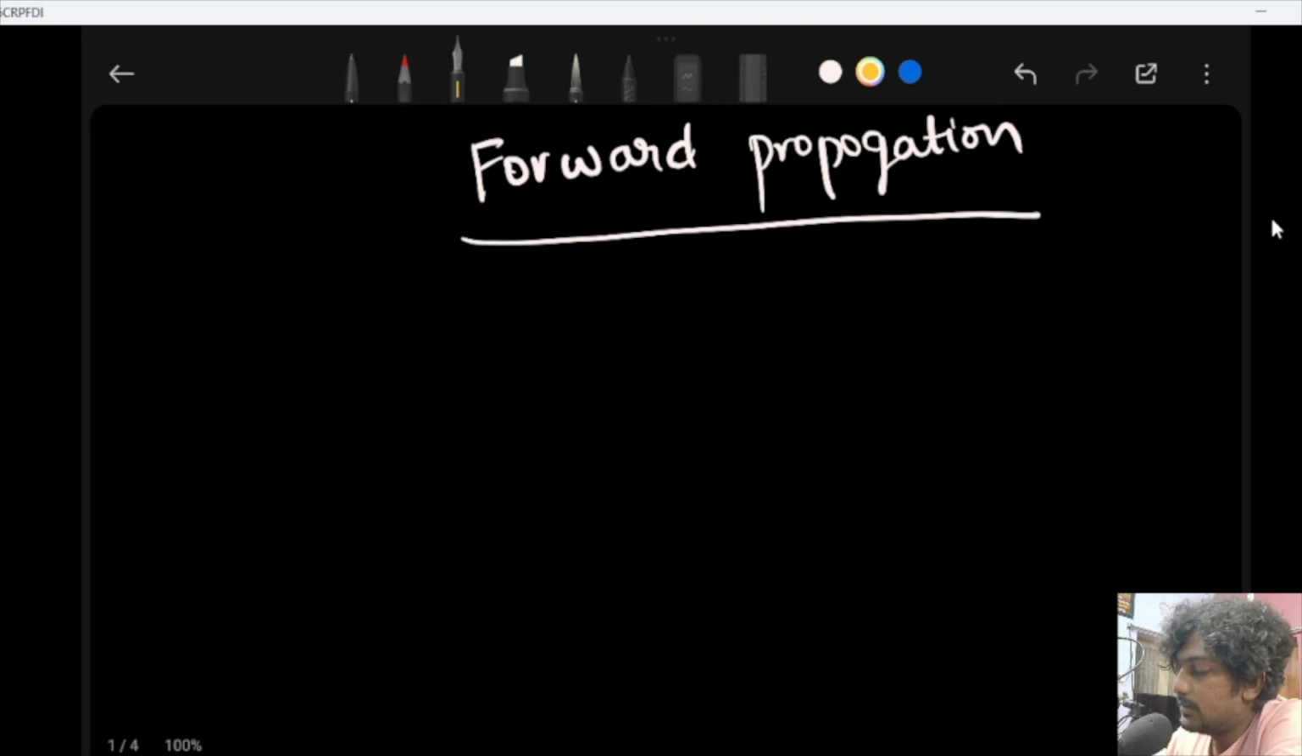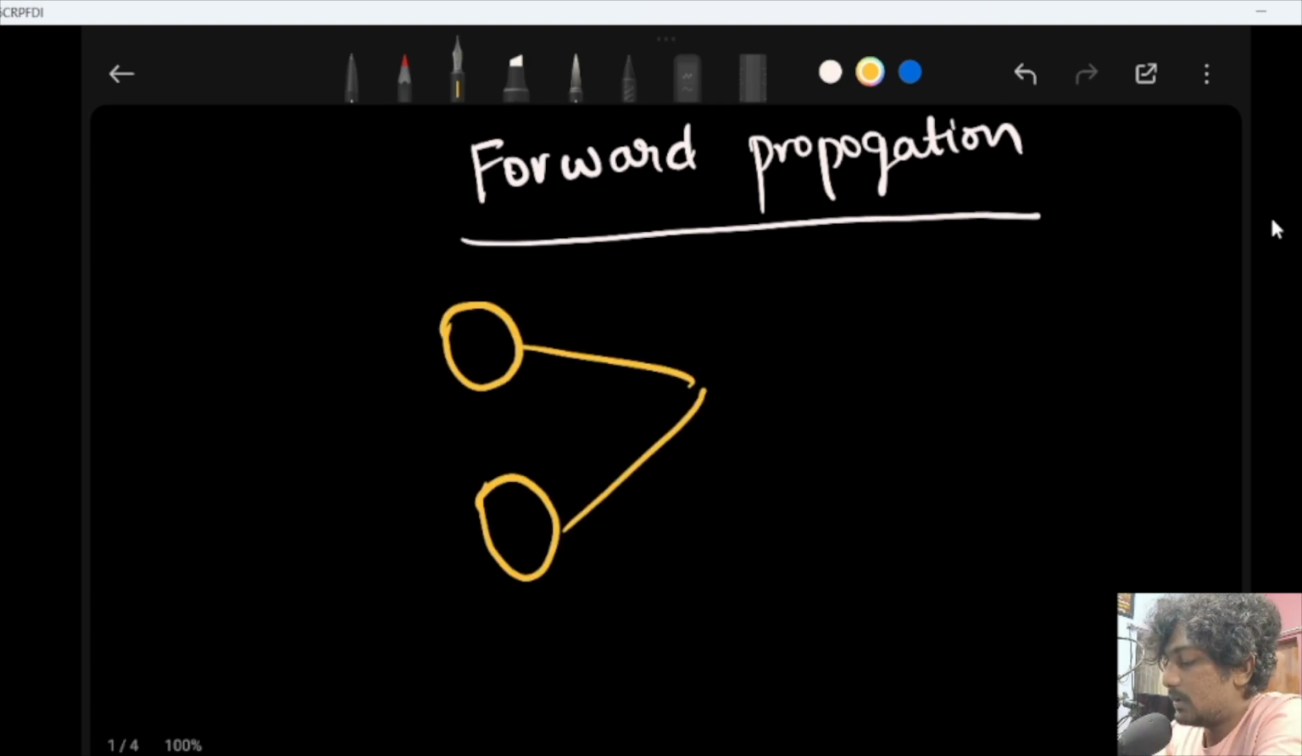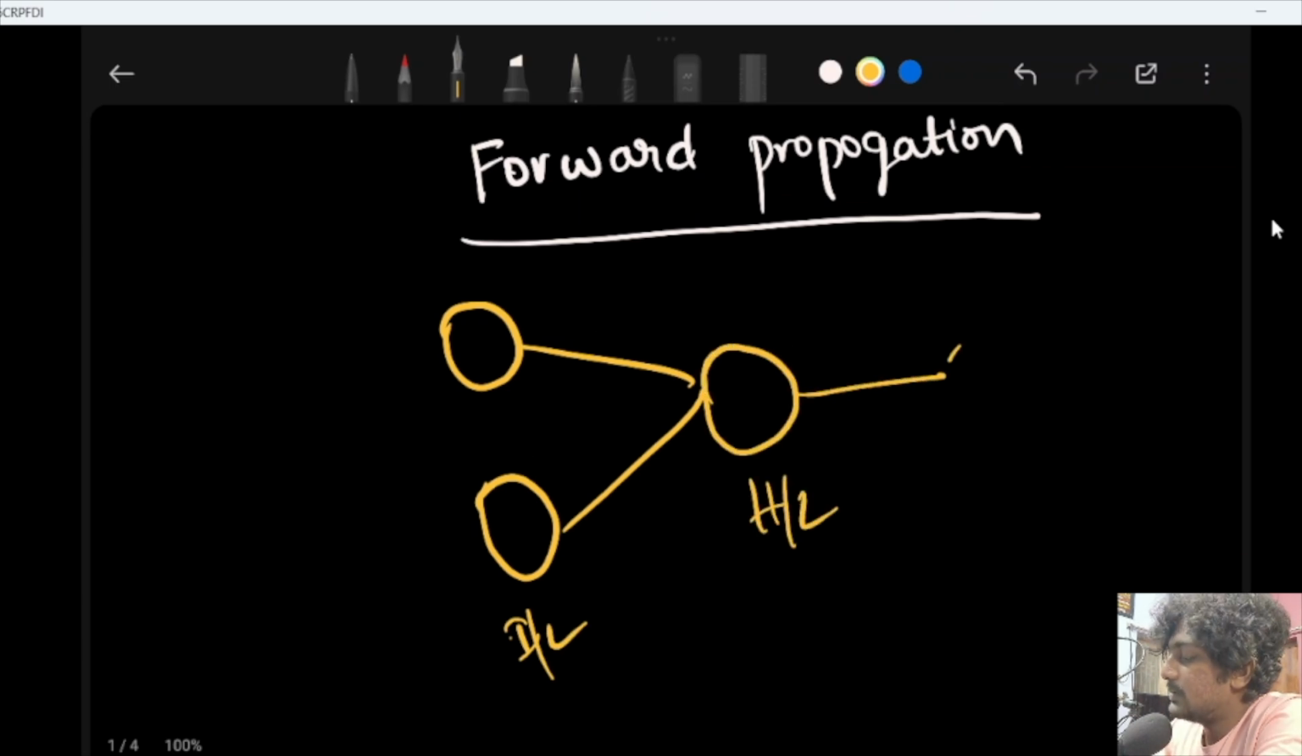Hey guys, today we are going to learn about forward propagation in neural networks and also backward propagation in this neural networks concept. Let's build one single layer neural network. This is the input layer, this is the hidden layer, and this is the output layer, and we can get output here. The predicted value is y hat, right?